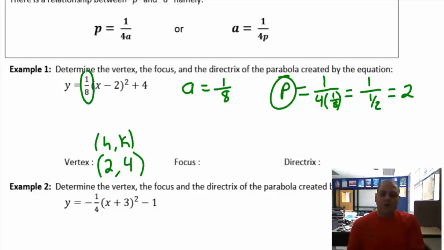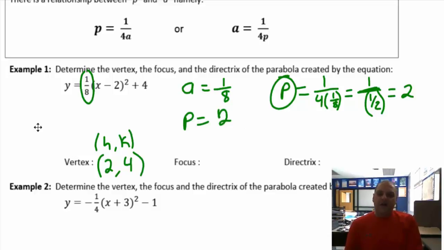If you didn't know 1 divided by a half is 2, you could just put it in your calculator, or keep, switch, flip because this is division. We'll talk more about that in class tomorrow. But 1 divided by 1/2 is 2. So my p value is 2. a is 1/8, p is 2.